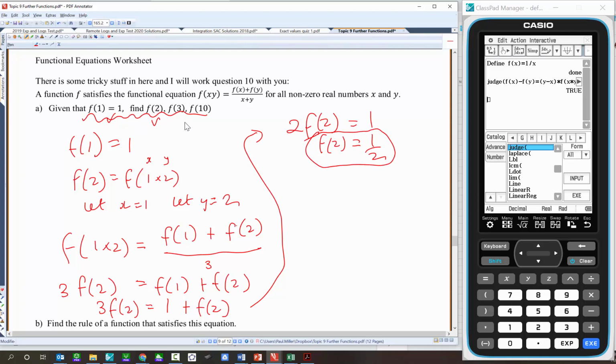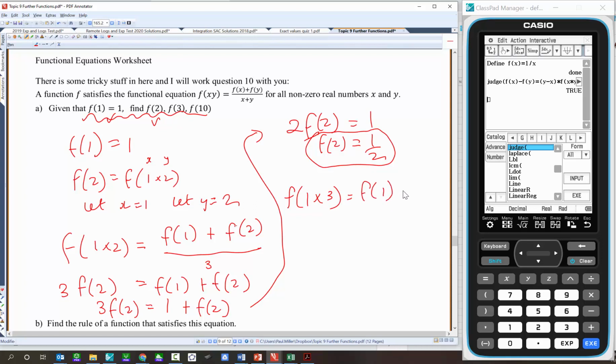I've got f of 1 already. So now let's get f of 3. Now the way I'm going to write that is f of 1 times 3. Now why 1 times 3? I already know what f of 1 is. That's 1. Okay, and I'm going to use basically the same process that I used before.